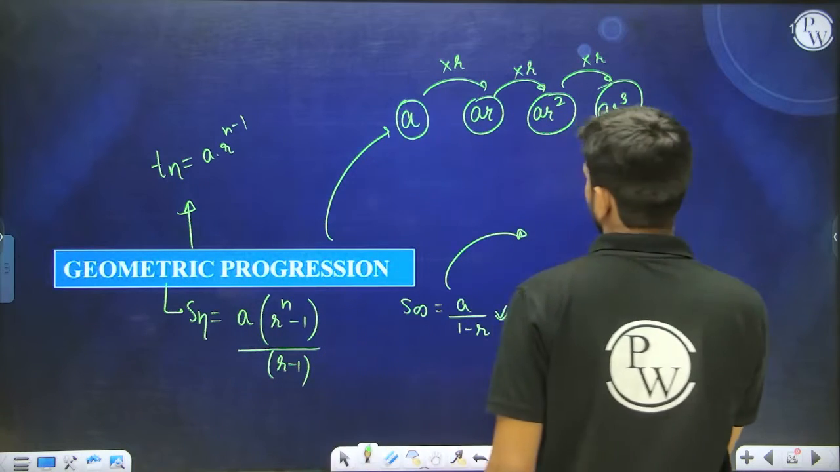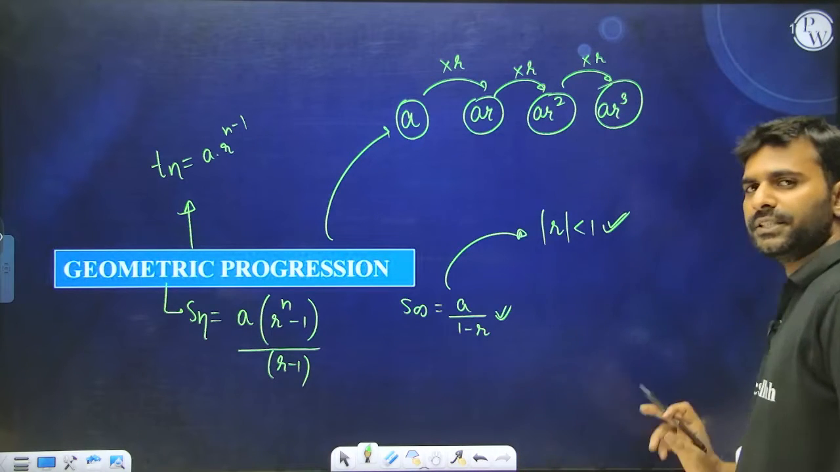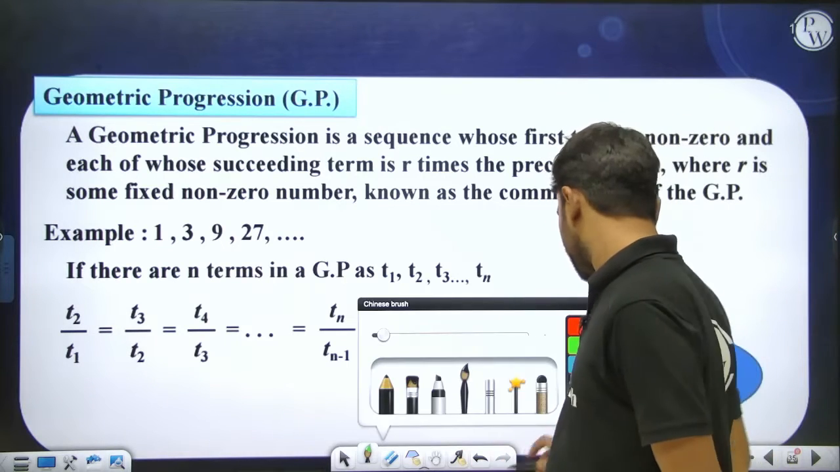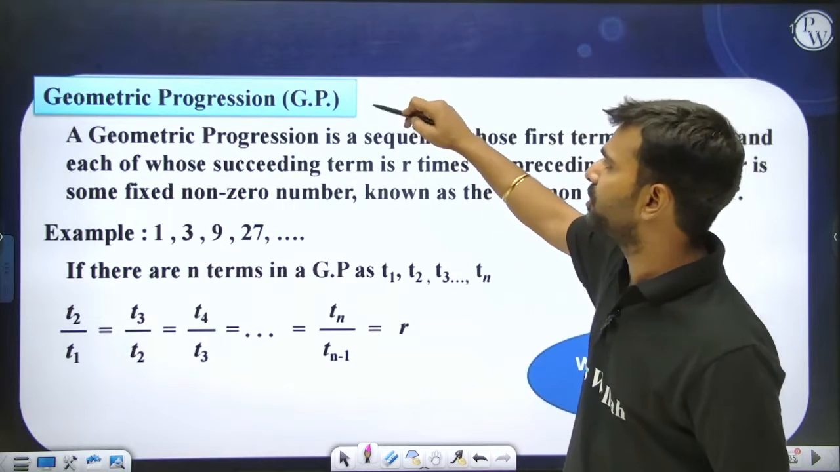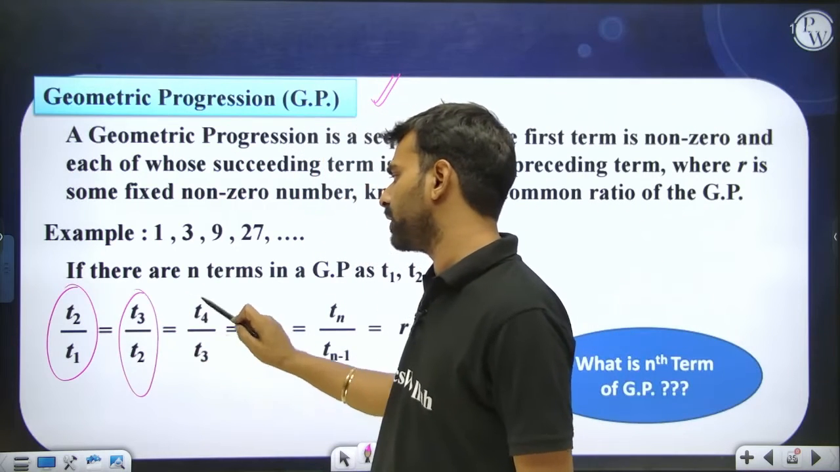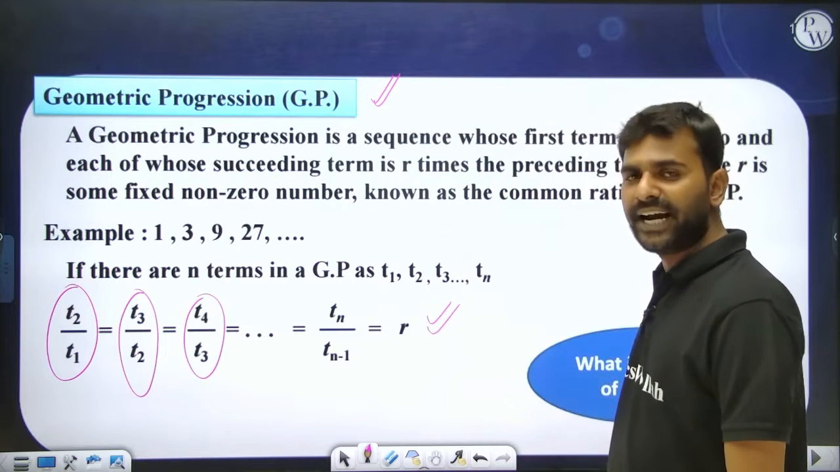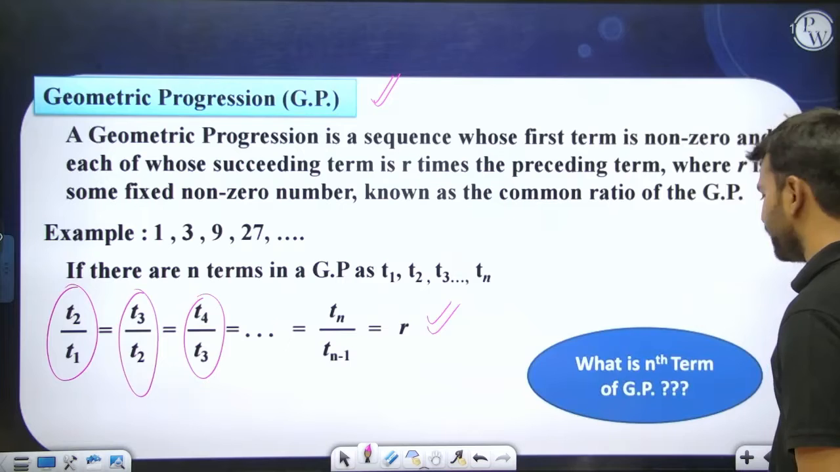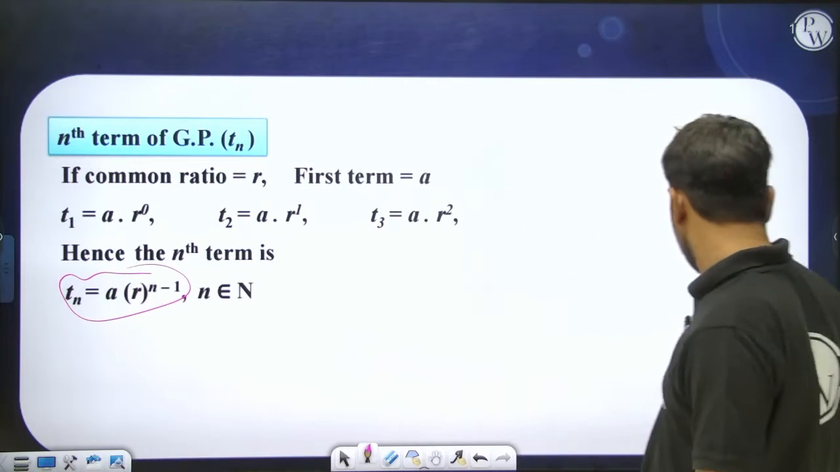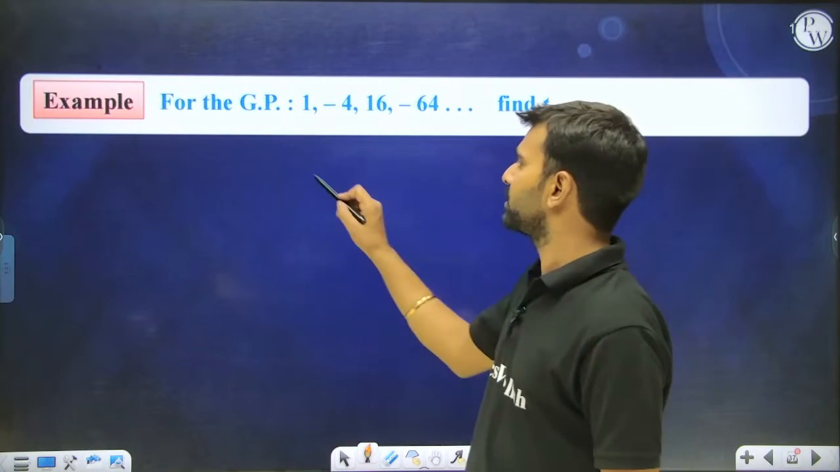An infinite GP summation can only be found when the mod of r is less than 1, in that case only. Okay, yes. So how to identify whether a few terms are in a GP or not? Second term upon first term is equal to third term upon second term, equal to fourth term upon third term, and so on. If that is there and equal to r, we say r is the common ratio and the given sequence is a geometric progression. This is the formula for the nth term of a GP. Alright, is this a GP or not? Let's check it out, because the first term is 1.